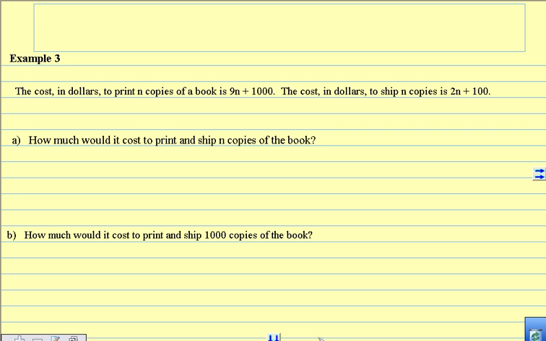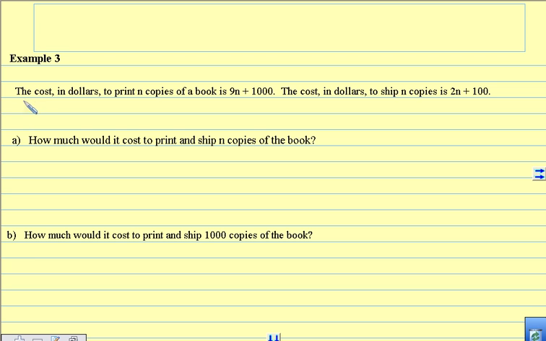Okay, welcome to example 3 of adding and subtracting polynomials. Today we're just looking at an example of a type of word problem that you might see involving polynomials and addition and subtraction. So we'll just go through it together.